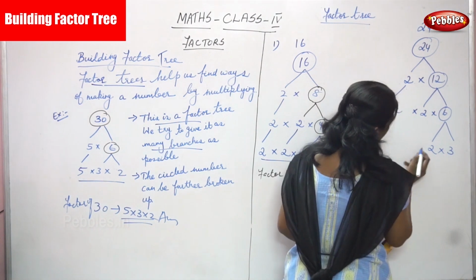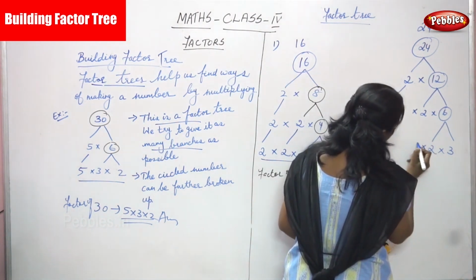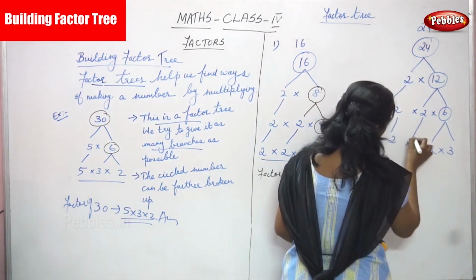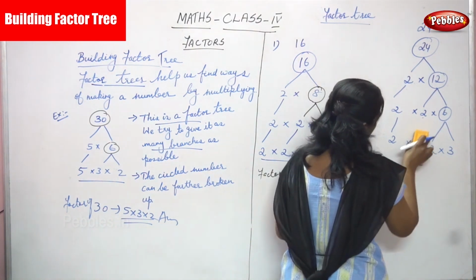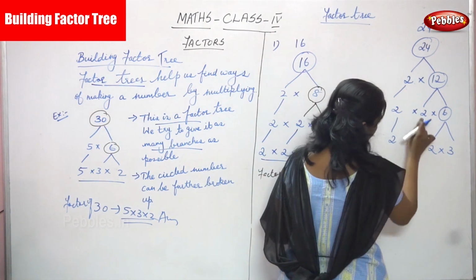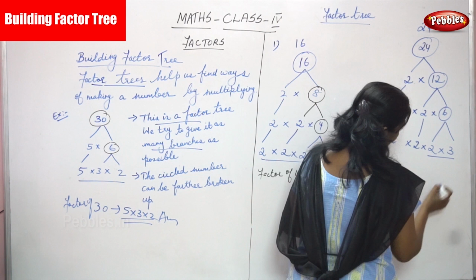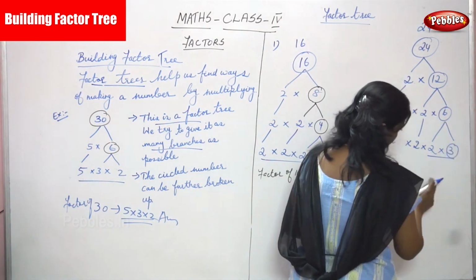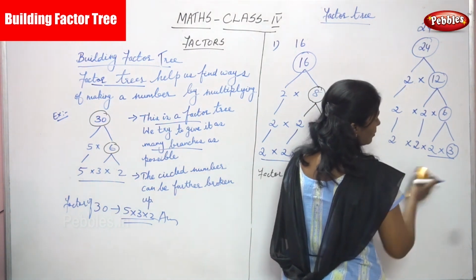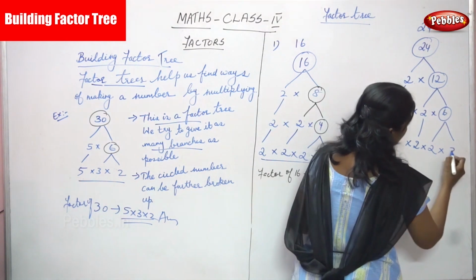2 into 3. So again you have to put multiplication here, then 2. Bring down these 2, this 2 also bring down. So this 2 and 3 is a factor of 6. Now if I circle the 3, again I have to find the factor of 3. That means 3 into 1, the same number will come. So not necessary to circle the number, you stop here.